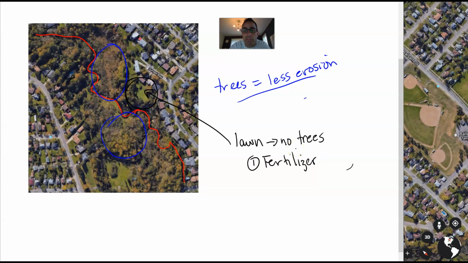And with fertilizer, we've learned about what fertilizer can do to aquatic ecosystems. And so I'm not going to go into that because I know you guys have learned that. But I would like you to explain what those issues are. Like if there's fertilizer running off into the water, what would that do to the water?